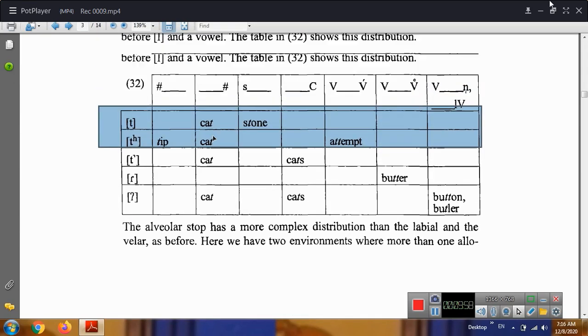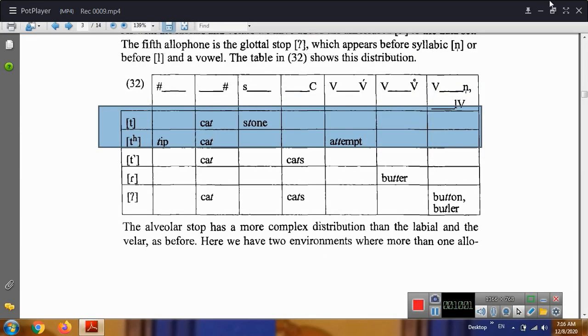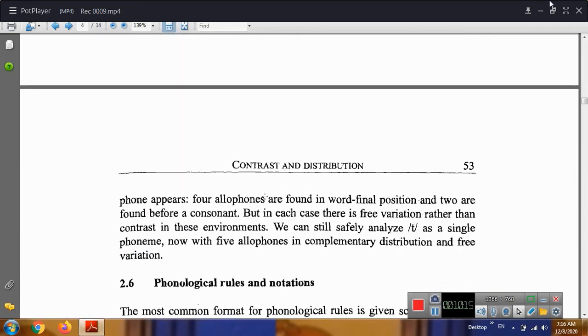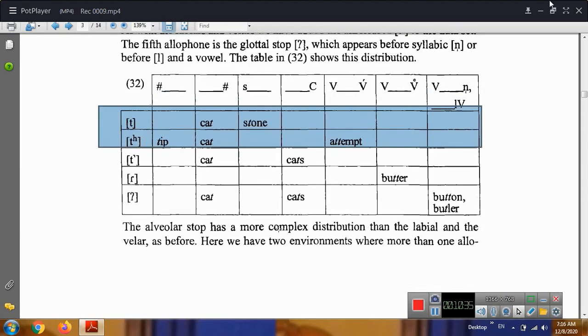I read its explanation. The alveolar stop, which is T, has a more complex distribution than the labial and the velar stops before, like P and K. Here we have two environments where more than one allophone appears. Four allophones are found in word final position and two are found before a consonant. But in each case there is variation rather than contrast in this environment. We can safely analyze T as a single phoneme with five allophones in complementary distribution and variation.